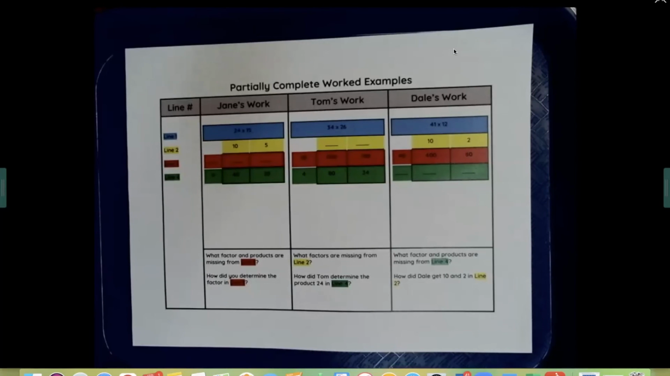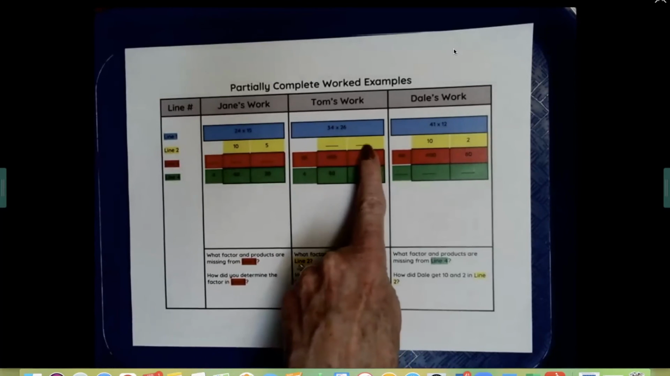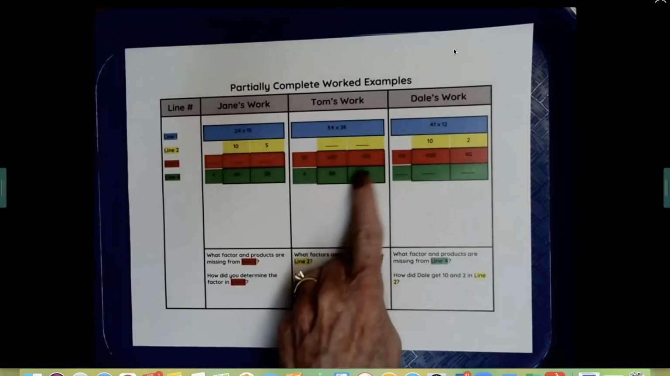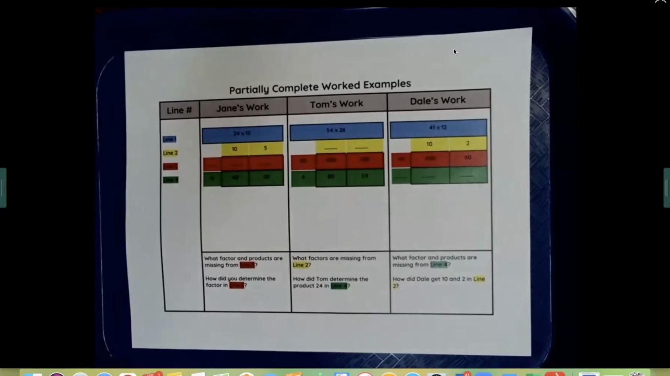And of course, the next one, Tom's work: what factors are missing from line 2? You can see that he needs to expand 26 into 20 and then 6. And how did Tom determine the product 24 in line 4? So in line 4, I want to know how he got that 24. So he would have to take this number. He'd have to know the work from here and multiply that 6 times 4 to get that 24.